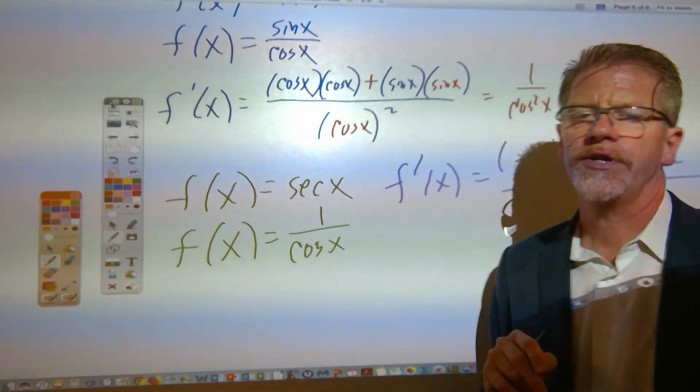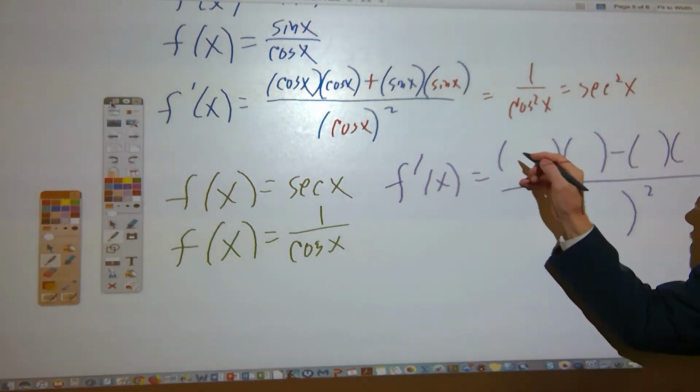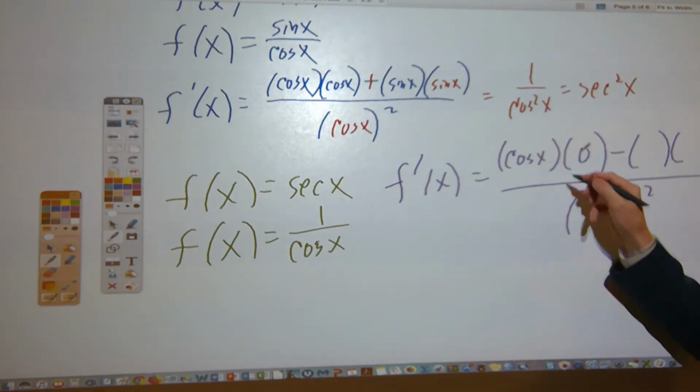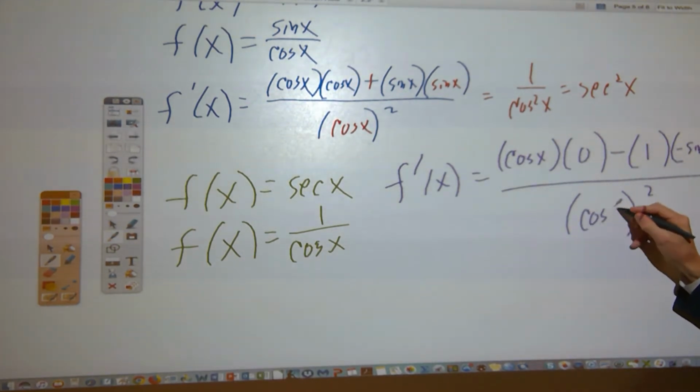All right, we're back. If you did low d high minus high d low, draw the line, square below, with 1 over cosine x, low would be cosine x, d high is 0. So it's low d high minus high. The derivative of cosine x is negative sine x. Draw the line and square below, cosine x squared.